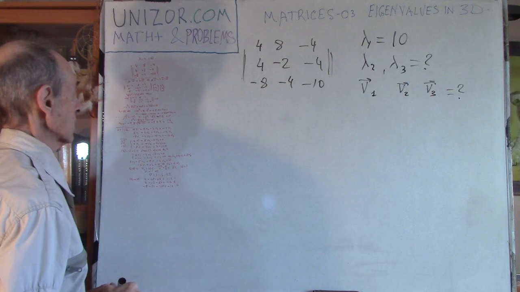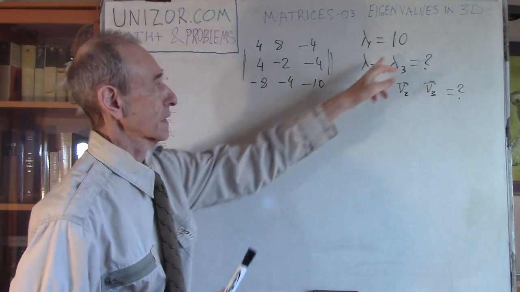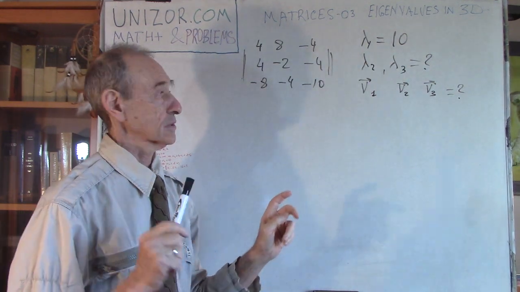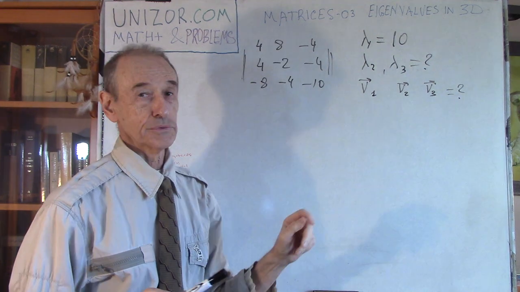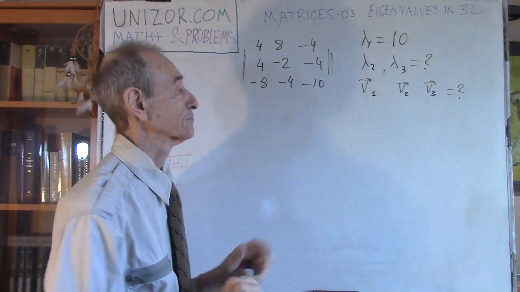All right, so let's start doing this. Now, why I gave one particular eigenvalue and did not ask you to find all three will be obvious a little bit later.